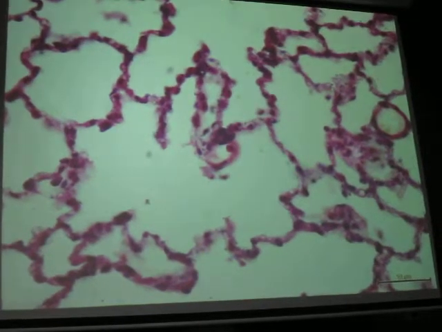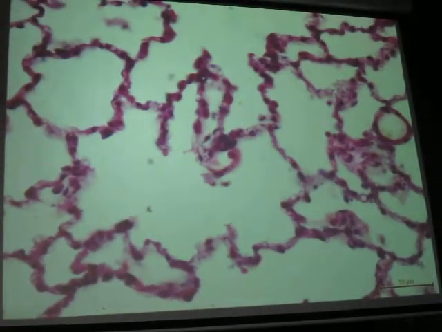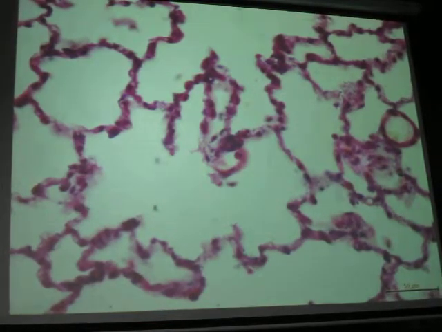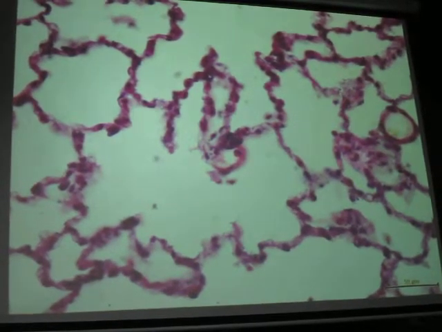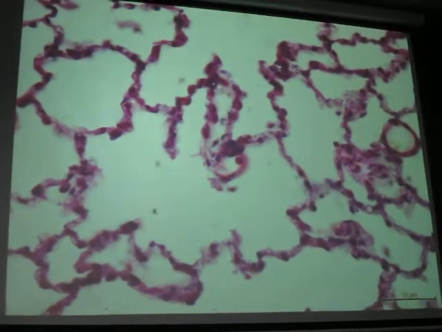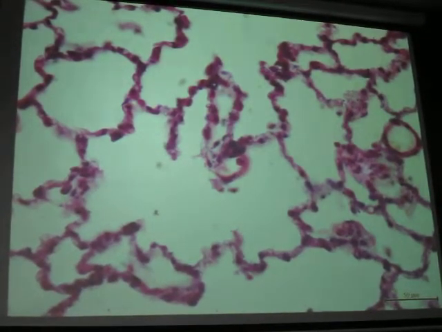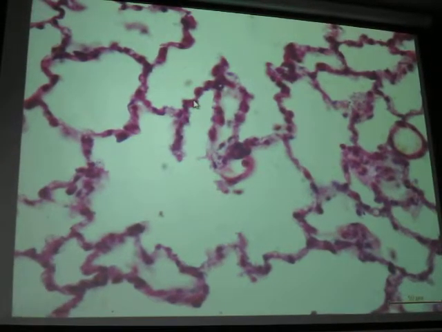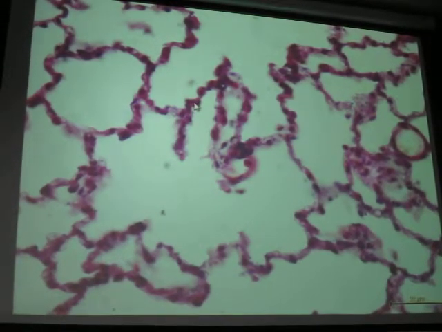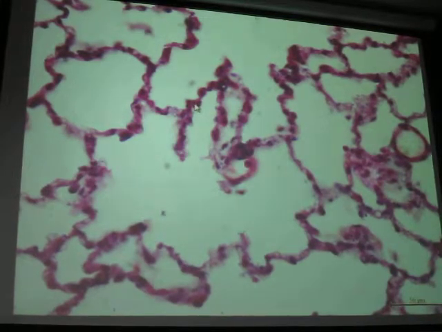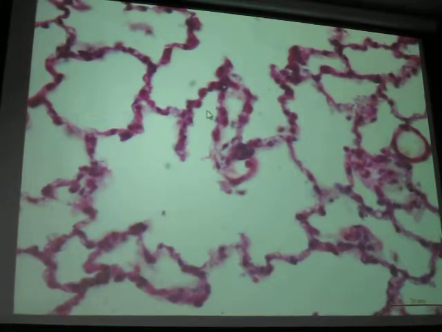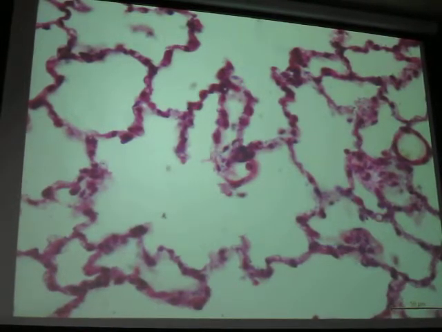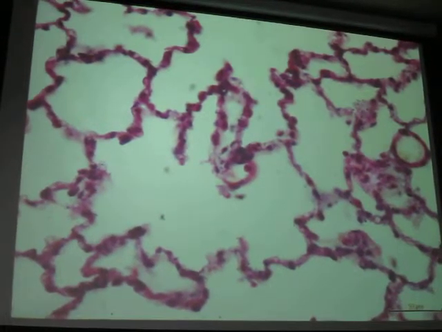But by just using our microscope, we cannot identify the 3 layers of the respiratory membrane. We can see capillaries because capillaries contain red blood cells inside. So we can see the capillaries, but not the layers of the respiratory membrane.